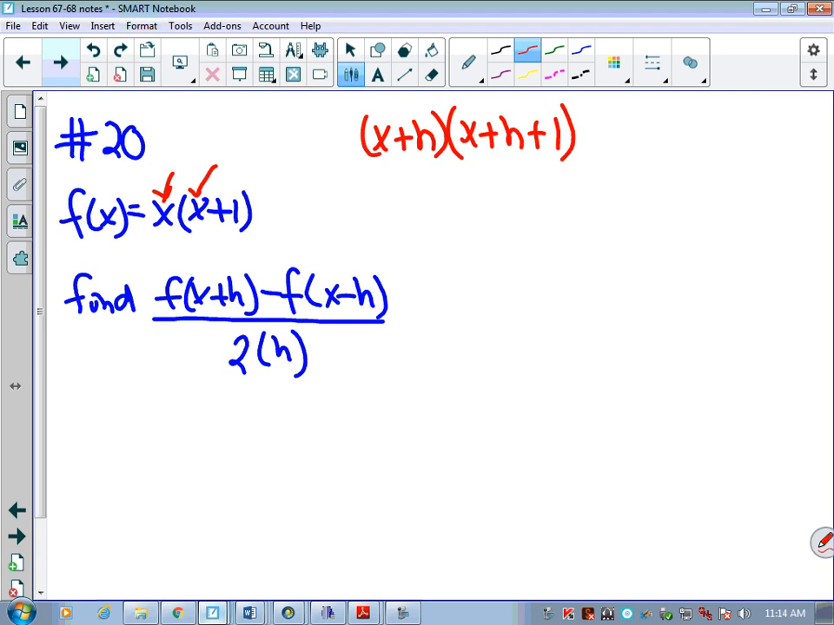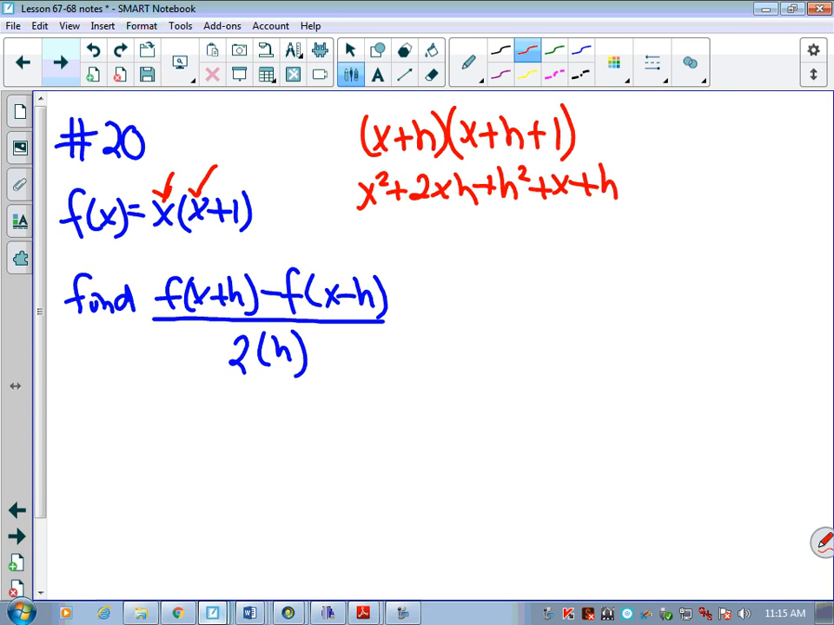Then we can FOIL all of that out. I'm just going to fast forward here. What we should get is x squared plus 2xh, because I get x times h and h times x, plus h squared plus x plus h. That is f of x plus h.